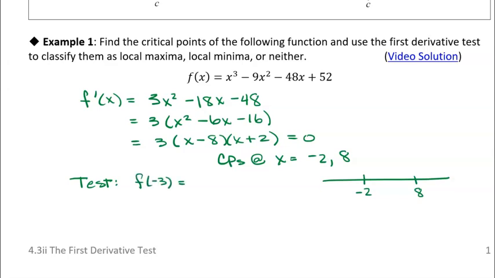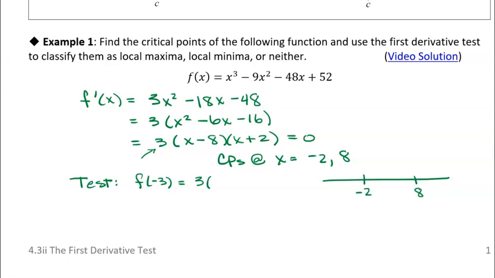Okay, f at -3. Now, I will give you a tip. It's easier to look at the factored form, because all I really care about is whether the derivative is positive or negative. If all I care about is the sign, then I could just do a sign analysis, right?